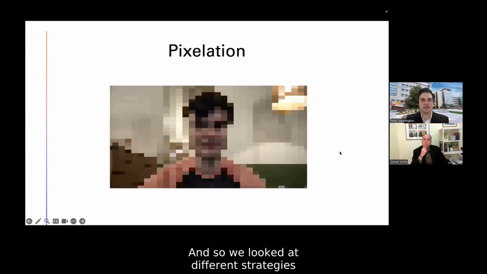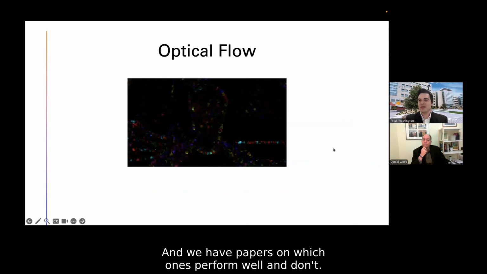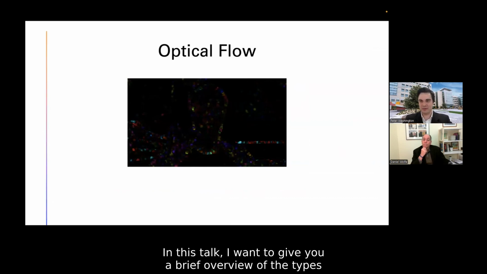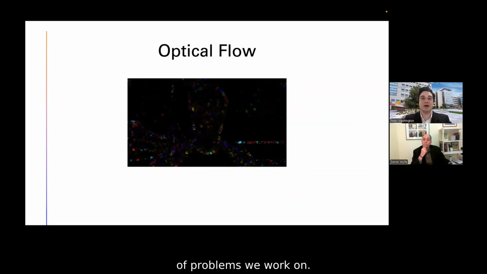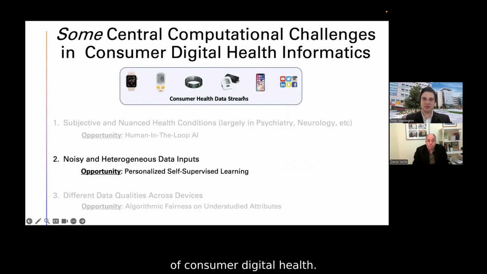And so we looked at different strategies for applying these privacy preserving methods, and we have papers on which ones perform well and don't. But for time, I'll leave it there. I'm not going to go into too detailed results in this talk. I want to give you a brief overview of the types of problems we work on. So that's everything for the first issue in the field of consumer digital health.